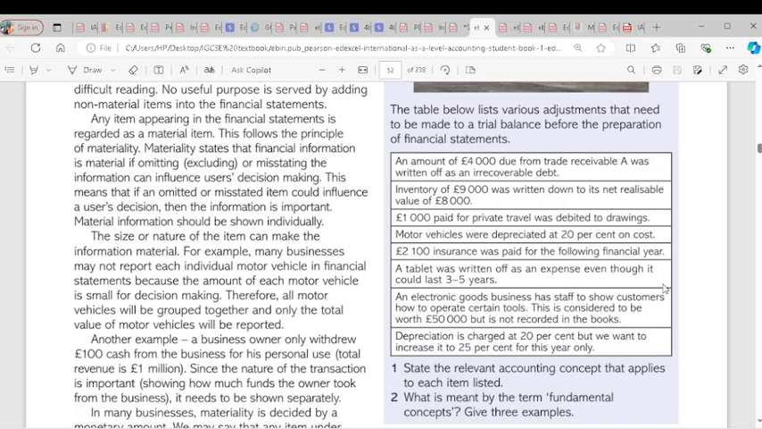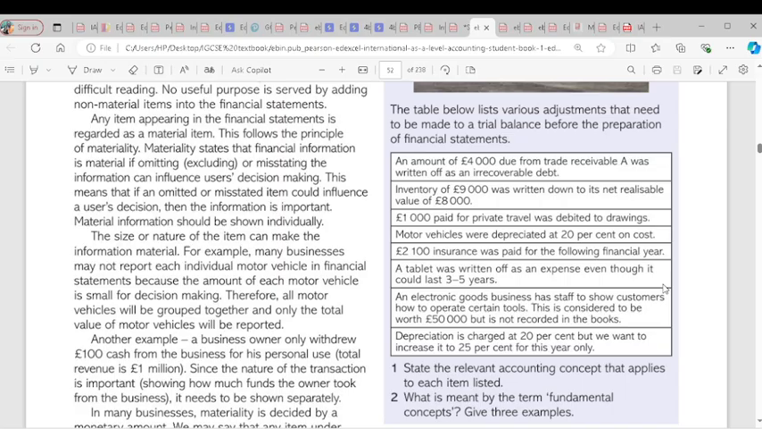Then we have motor vehicles were depreciated at 20% on cost. These are two concepts: the matching concept and prudence. Matching concept because the asset has to be matched with depreciation, and prudence because you don't overstate your profits. The next one: a tablet was written off as an expense, even though it could last 3 to 5 years. That is materiality. A tablet has a value that has been recorded, so that's the materiality concept.